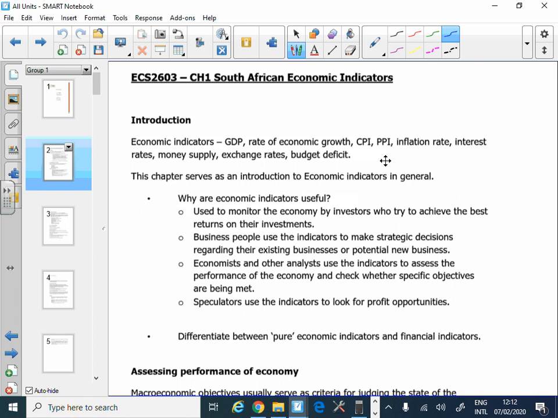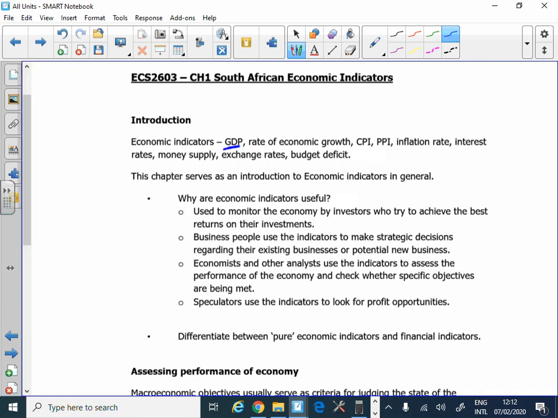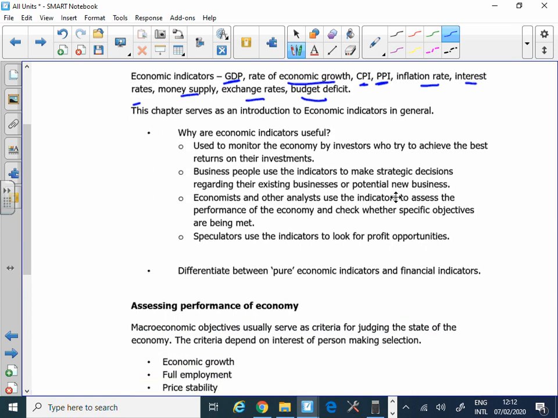is performing? So the economic indicators that we're talking about in this instance are GDP, the rate of economic growth, the consumer and producer price index, inflation rate, interest rate, money supply, exchange rates, and the budget deficit. So these are the indicators that are going to tell us how well we are doing as a country. This chapter serves as an introduction to economic indicators in general. So, there is a question: why do we need to study economic indicators?